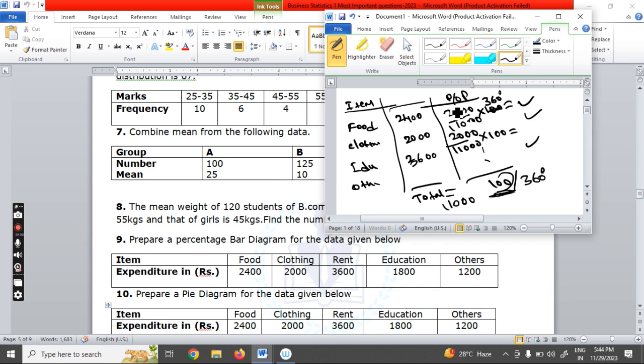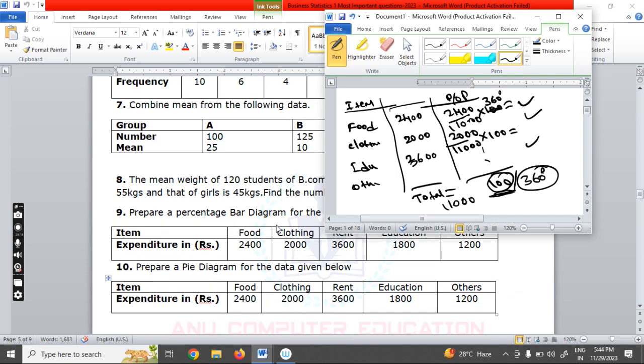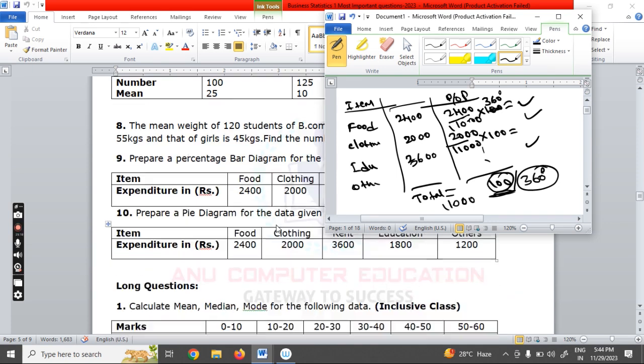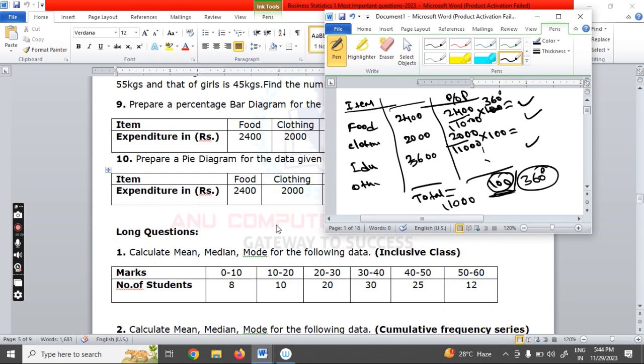In the percentage, once you do all these values, you should get the total as 100. But once you multiply all these values with 360, you should get a total of 360 degrees. The pie diagram and the percentage bar diagram are similar, but the only thing to remember is into 100 and into 360. And next, come to the long answers.